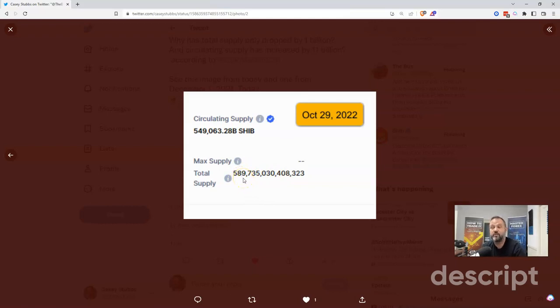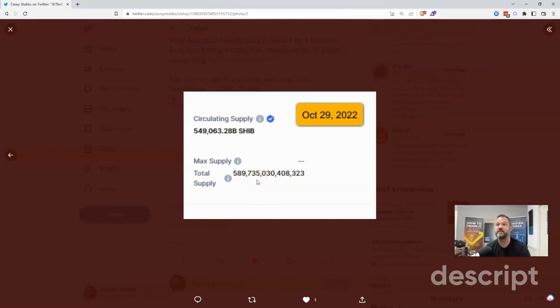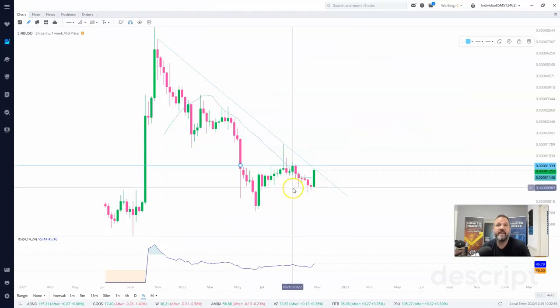Now, for the price to really continue, we're going to need to see that drop even more, but also demand. If demand increases, this could still go up, but it's a supply and demand issue. So if supply shrinks, it's not automatically going to go up. There's got to be a supply and also a demand. So right now we have a very small reduction of 1 billion and obviously an increase of demand, which is what's caused this price to increase. So that's what I'm looking at. So be on the lookout, right?